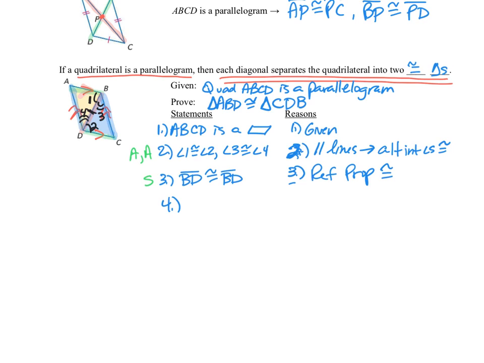So we have two angles and one side. If we just look at this yellow triangle, we can see that it would be two angles on the included side. So we can say in step 4 that triangle ABD is congruent to triangle CDB, and our reason is angle side angle implies congruent triangles.